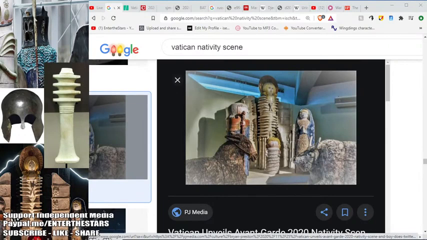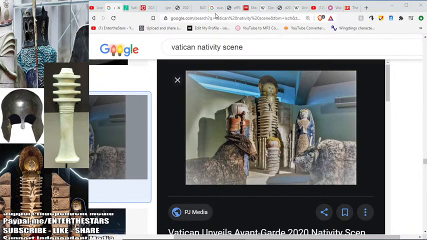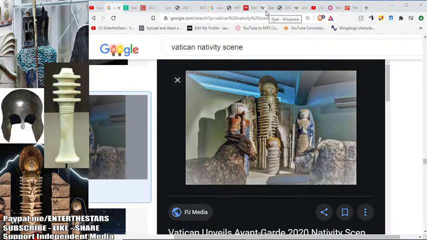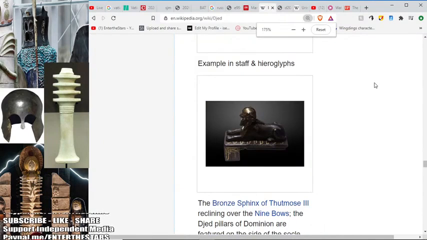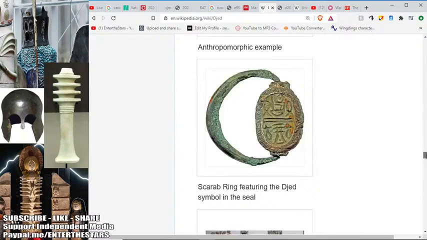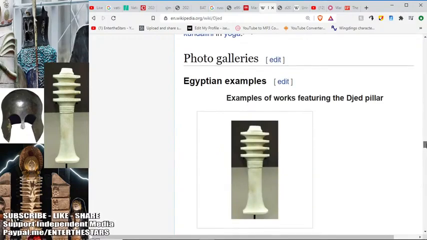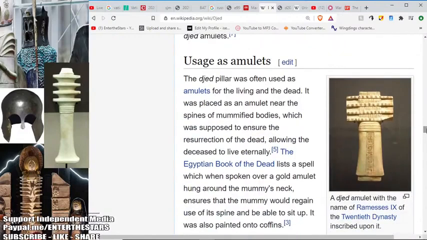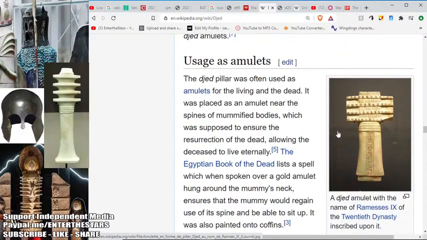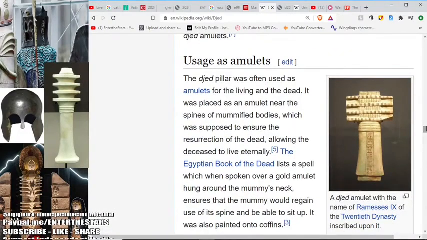So, what's all the fuss? Well, this right here is what is called a DJED. D-J-E-D. Let's look at some pictures of the DJED. It's a pillar-like object, and it was worshipped in ancient Egypt as the spine of the bull that they worshipped.